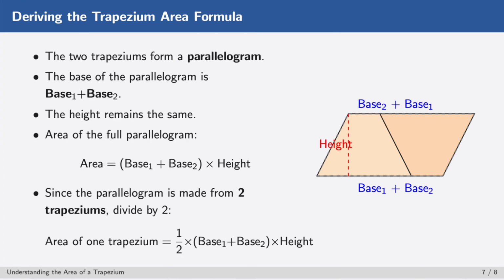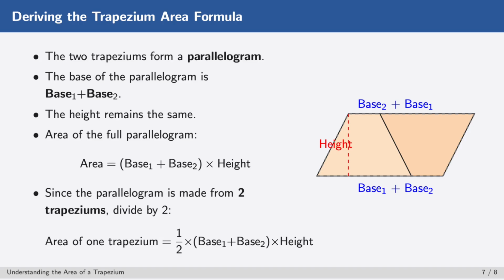Because the two trapeziums together make one parallelogram, we can now calculate the area of the full shape. The area of a parallelogram is base times height. In our case, that's (base 1 plus base 2) multiplied by the height. But remember, this parallelogram was made by combining two trapeziums, so the area of just one trapezium must be half of that. And there you have it.